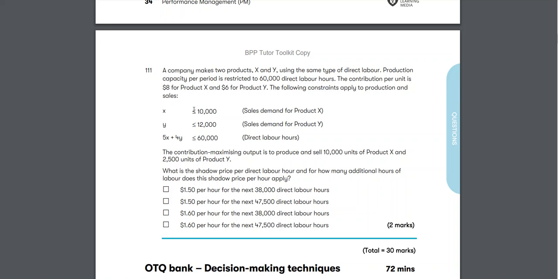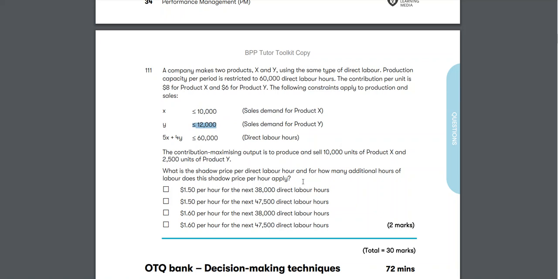We have X equal to or less than 10,000, which is maximum demand, and Y equal to or less than 12,000, which is the maximum demand. And direct labor is 5x plus 4y equals 60,000. The contribution maximizing output is to produce and sell 10,000 units of X, which is the maximum unit of X, and 2,500 units of Y. Remember, they're not maximum yet.